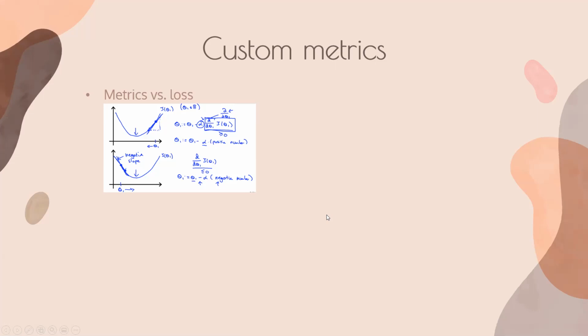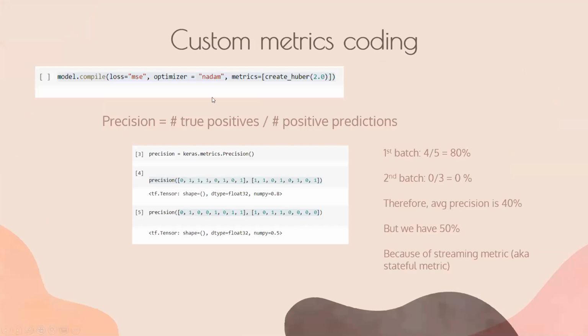And luckily, creating our metric is almost exactly the same as how we've created all of our other custom models. So our custom loss function is very similar to our custom metrics function, which I'll show later. So this is our coding, right? This is what happens when we compile it. And this is a demonstration of metrics. So we're going to be using precision here.